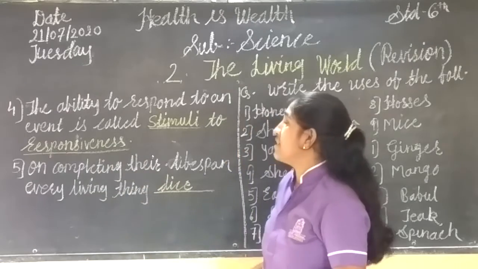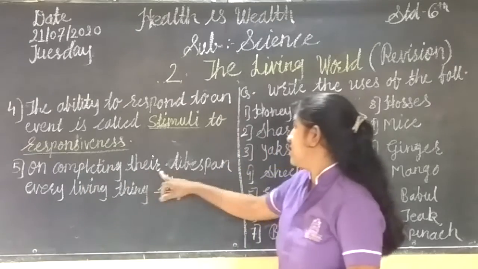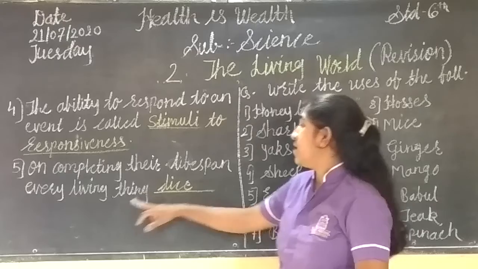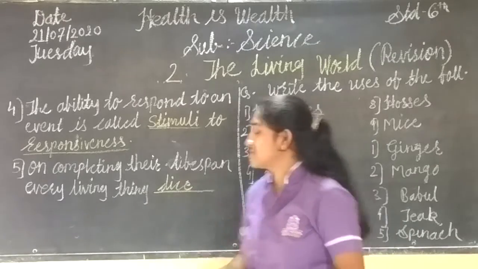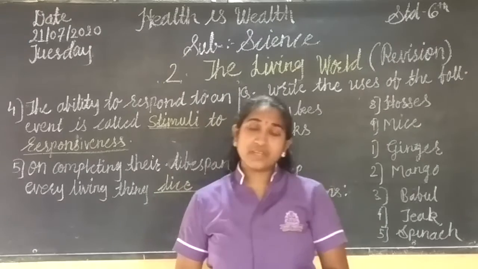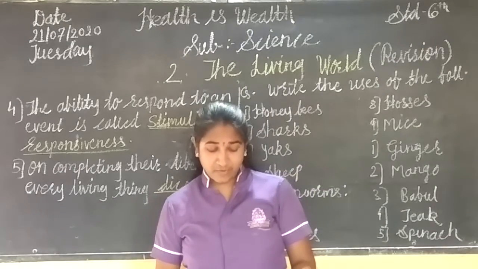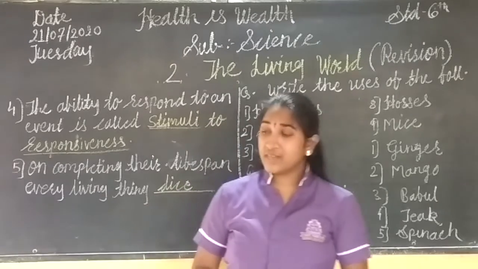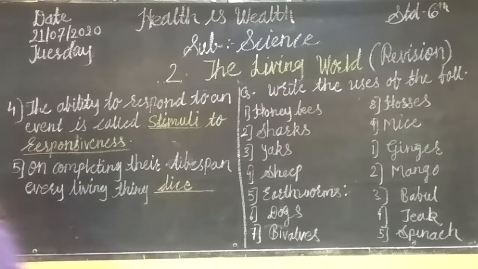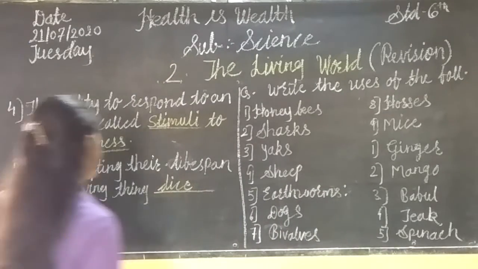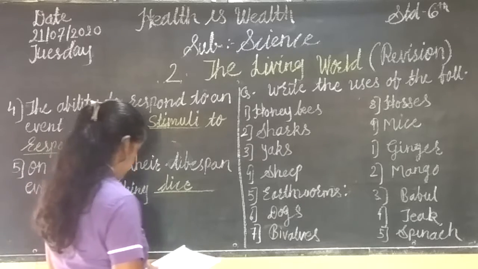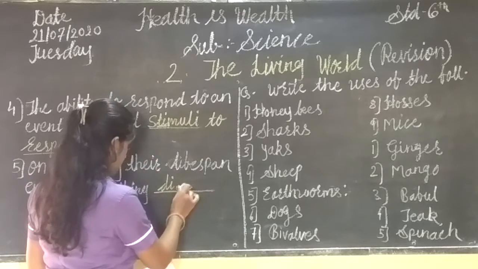Okay. Then next: on completing their lifespan, every living thing dies. After our lifespan is completed, what happens? Everything, every human being and animal, dies, right?